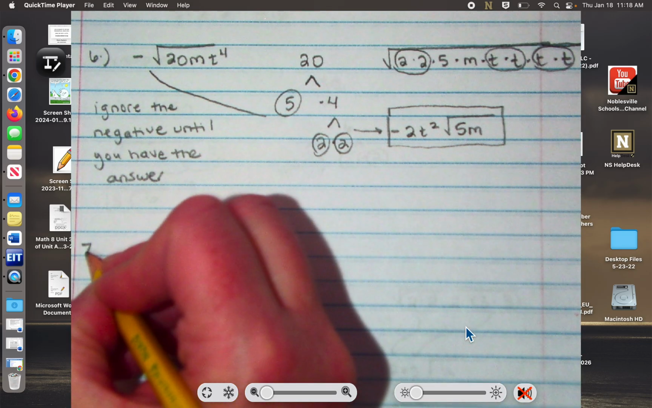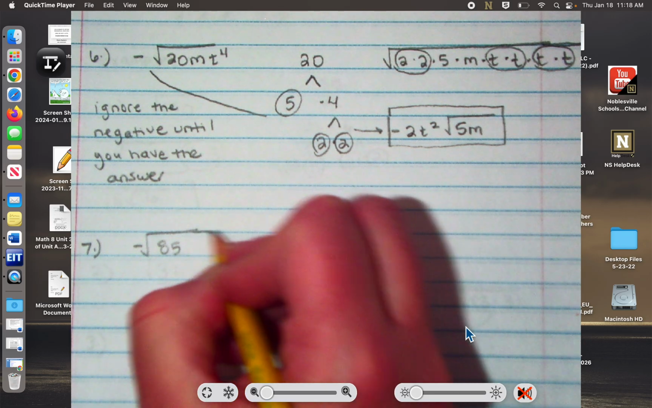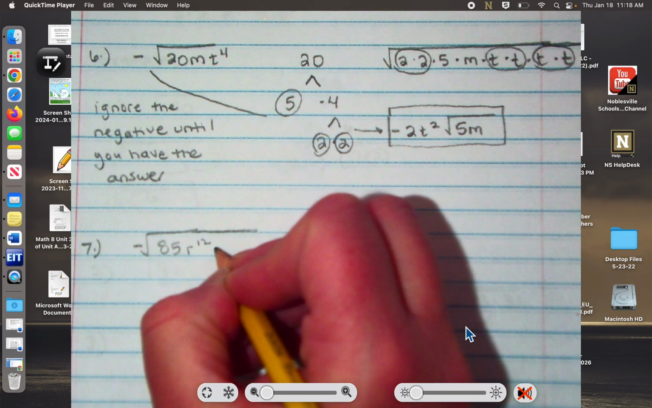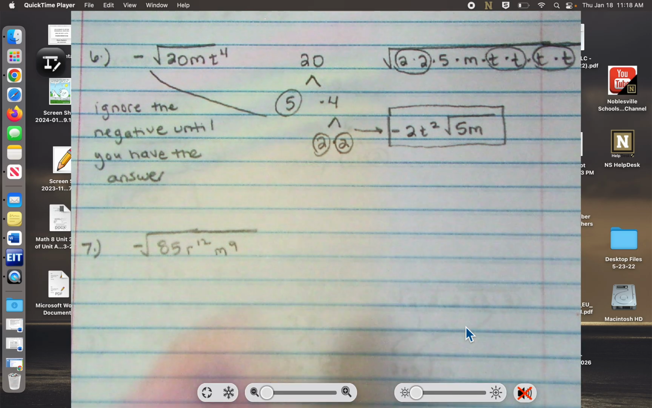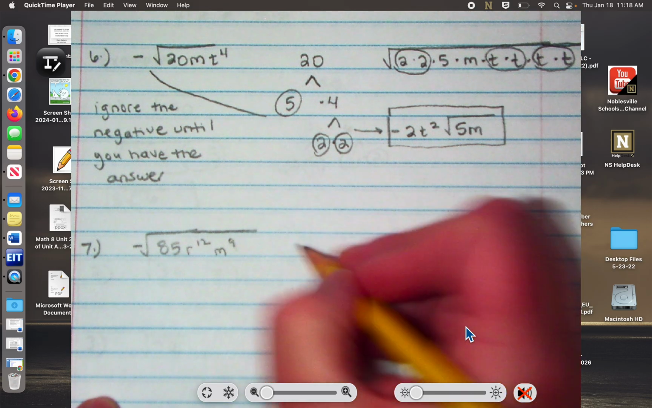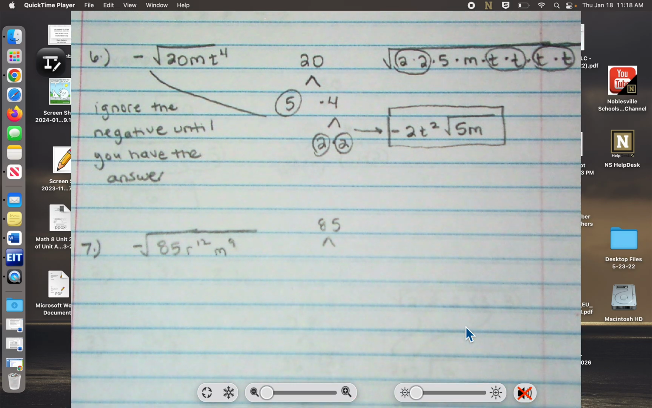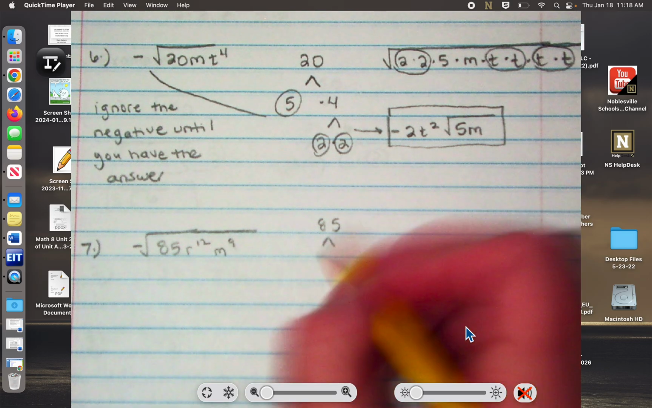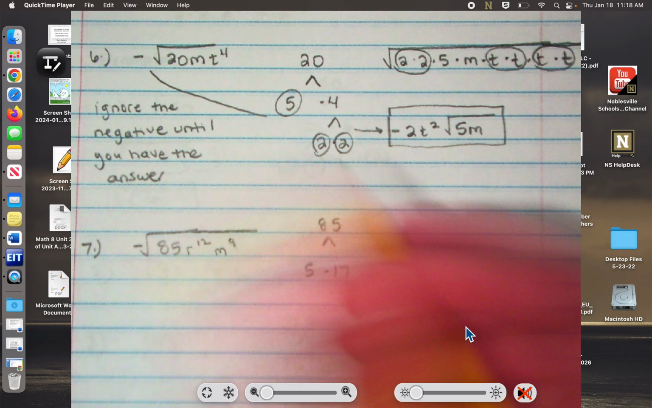Okay, last example. Yep, negative 85, r to the 12th, m to the 9th. A lot of numbers. 85. Yep, 85 divided by 5. What do you notice about the 5 and the 17? They're both prime numbers.